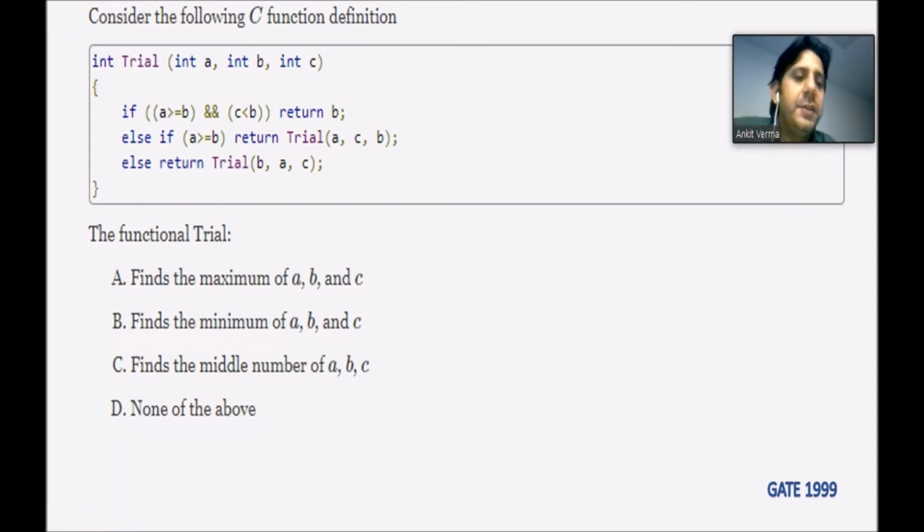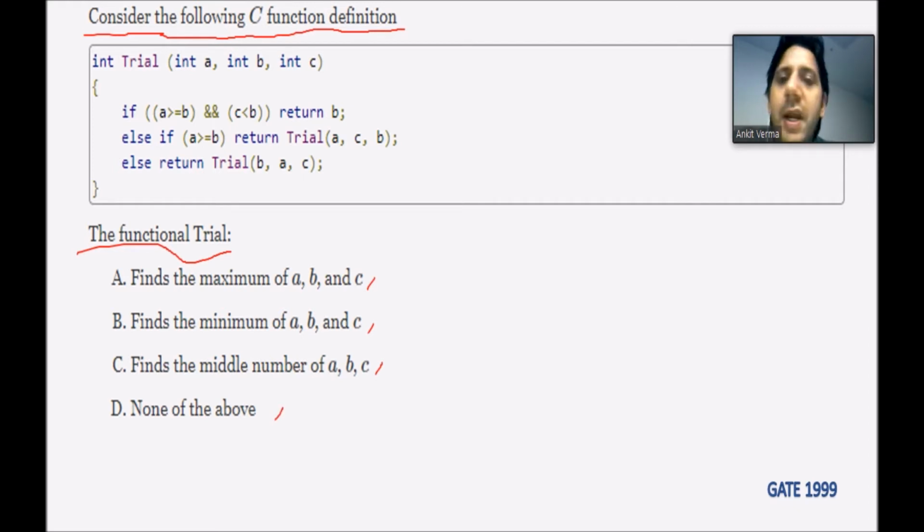Okay everyone, this is the question of GATE 1999. We are solving this question: consider the following C function definition. What will the function do? The options are maximum of A, B, C, minimum of A, B, C, middle of all three numbers, or none of the above.